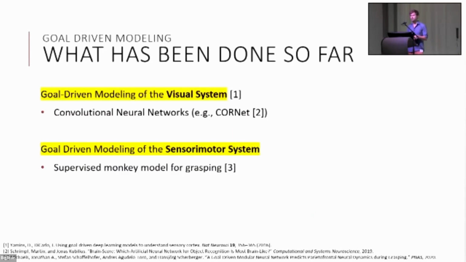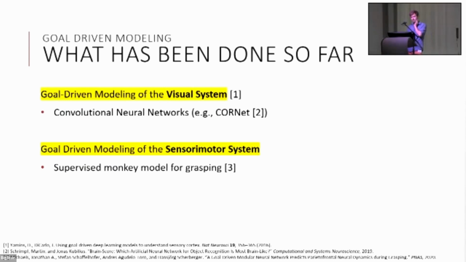Before I show you what we are doing, a short note on what has been done so far. Goal-driven modeling, as it was traditionally done in the last decade or so, and specifically since Yamins and DiCarlo popularized it with their seminal paper, was mostly in the perceptual and specifically the visual domain, where people have built a lot of convolutional neural network variants, such as the CORNET architecture, or a dual stream architecture that will be presented in the talk after mine. But in the sensorimotor system, we do not have so much work with goal-driven modeling.